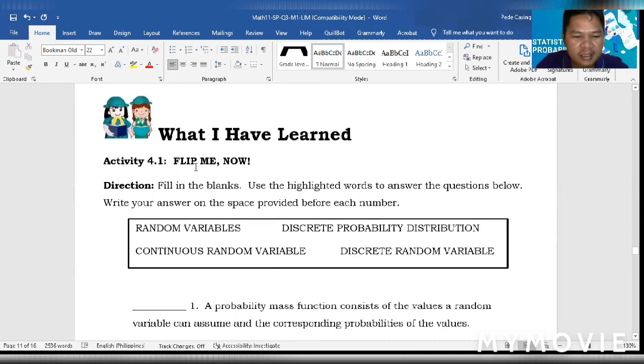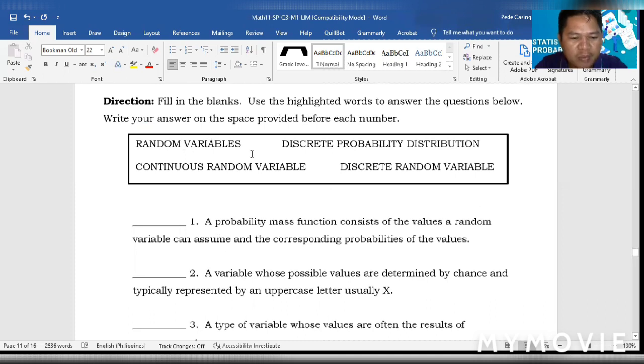What I have learned. So flip me now activity, fill in the blanks, use the highlighted words to answer questions below. Write your answer on the space provided before each number. So we have the choices here. You can write random variables, discrete probability distribution, continuous random variable, discrete random variable.